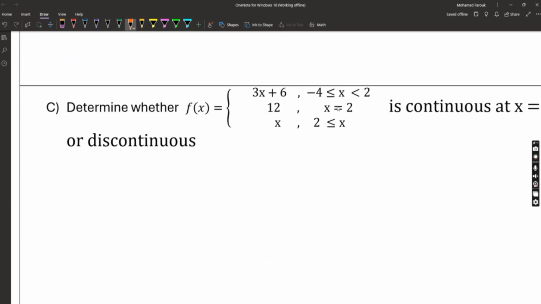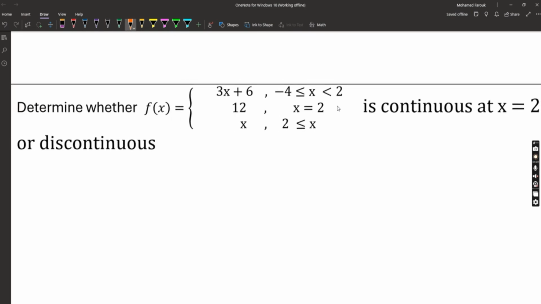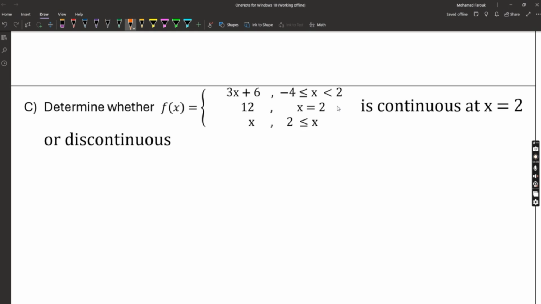Next one. This one is asking you if it is continuous or discontinuous. You have a piecewise function. In this case, I make it easy for you. When you get the limit, you will just plug in your number. We will see it. At first, at x equal to 2. Where is x equal to 2? This one is a mistake. Just remove the sign. Here is x equal to 2. So we will say f of 2 equals 12.